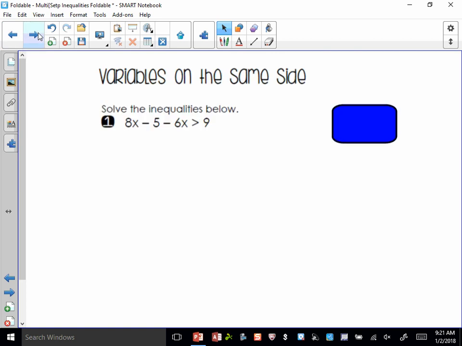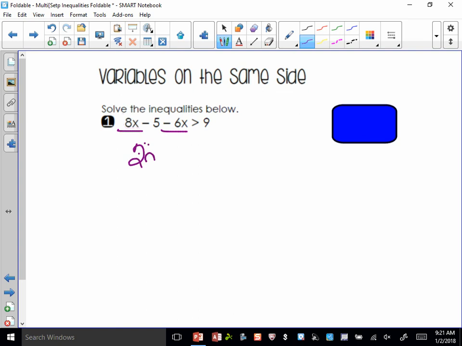So if you have variables on the same side, you want to first group them together. So if I have 8x minus 6x, I want to group these together first. Okay. So how many x's do I have on the left side so far? 2x, right. So I'm just going to simply write 2x minus 5. That's what I have left. And then to isolate this variable, I use the inverse operation. So now I'm going to add 5 to both sides.